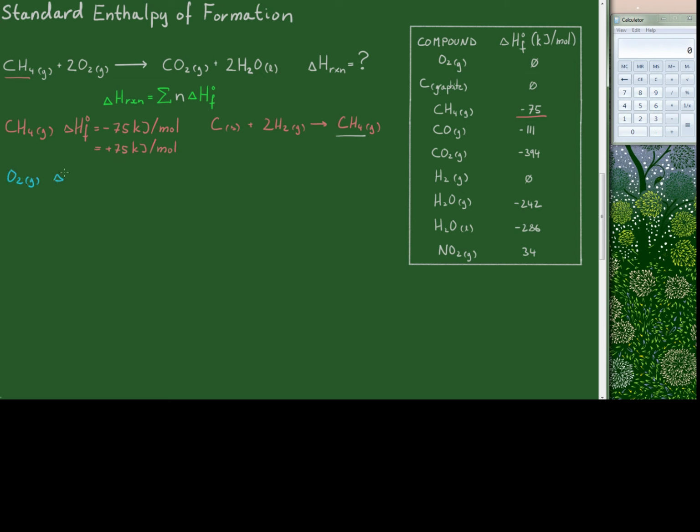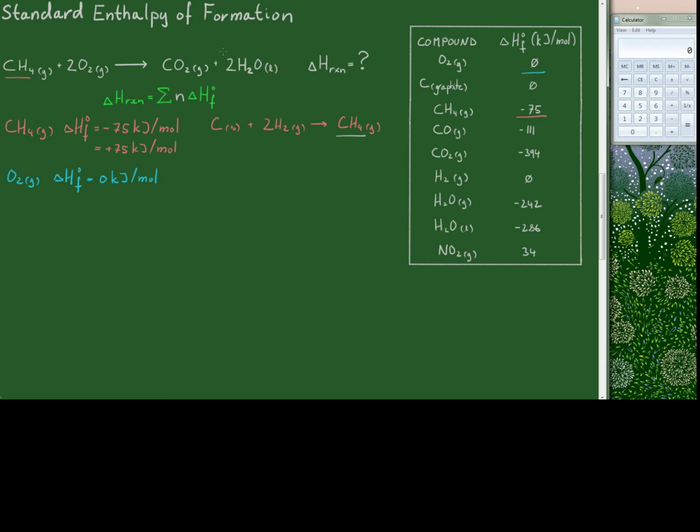So the enthalpy of formation for oxygen is 0 kilojoules per mole. That is because oxygen gas is the most stable form of the element oxygen at 298 Kelvin or 25 degrees Celsius and 1 bar of pressure. So in this table we can see the enthalpy of formation is 0.